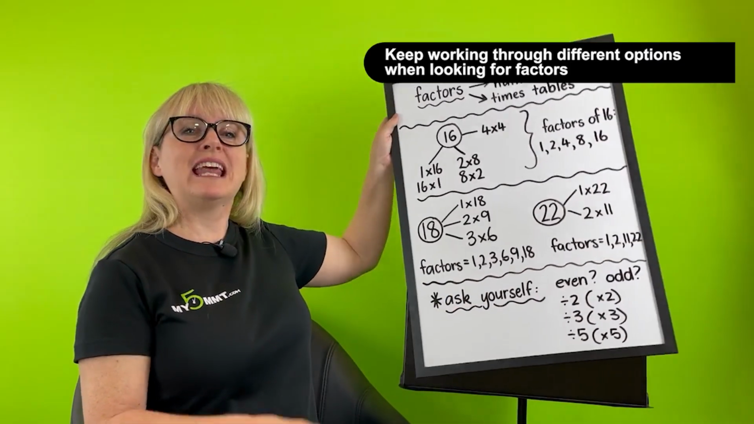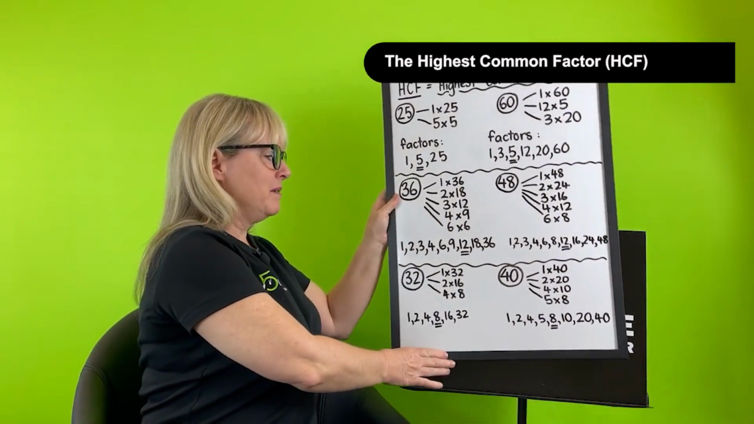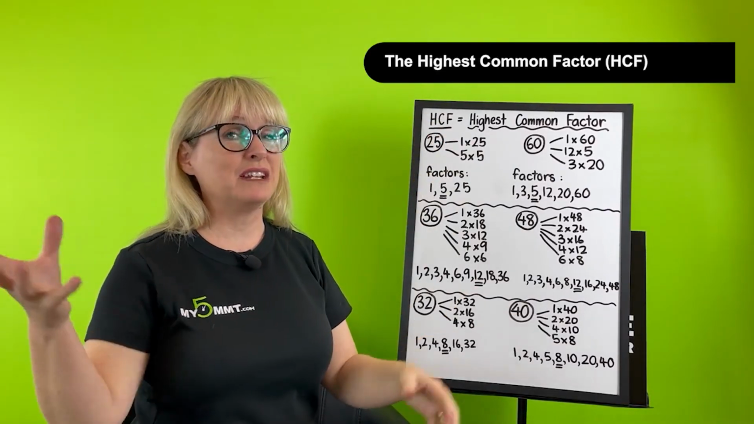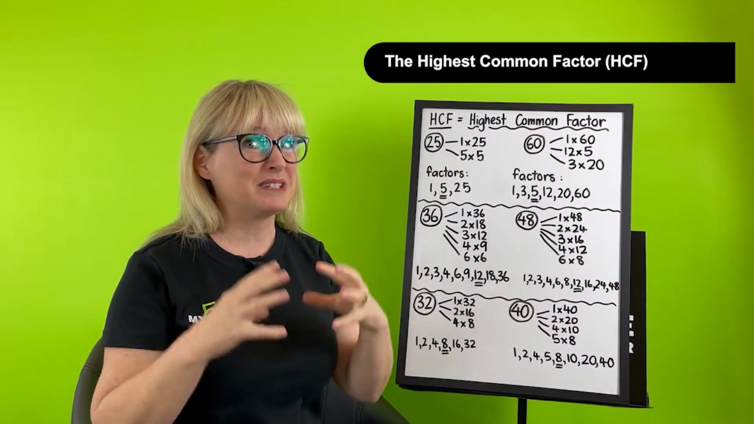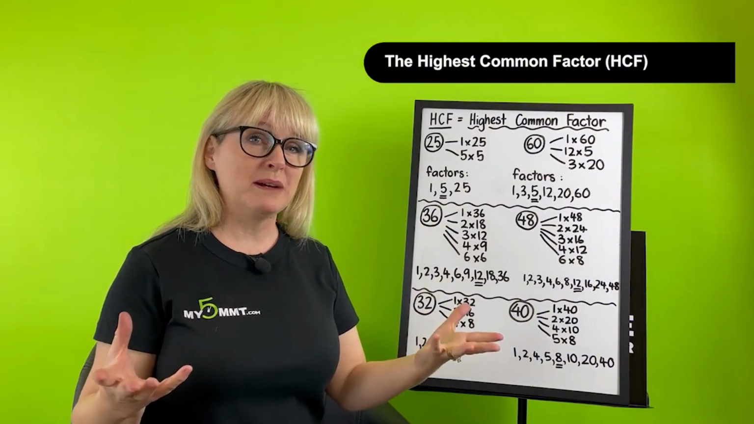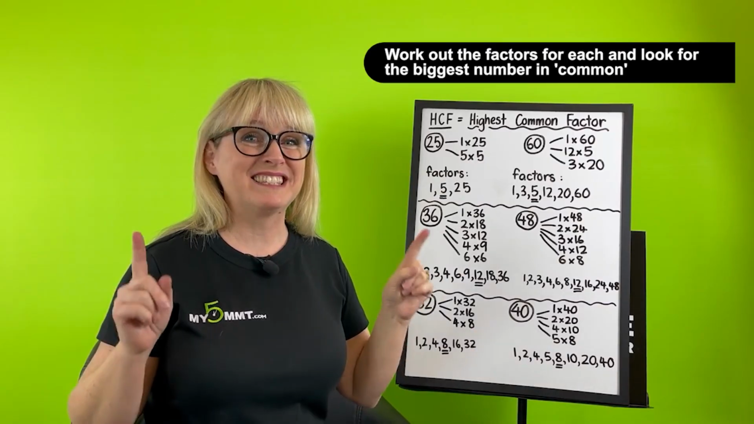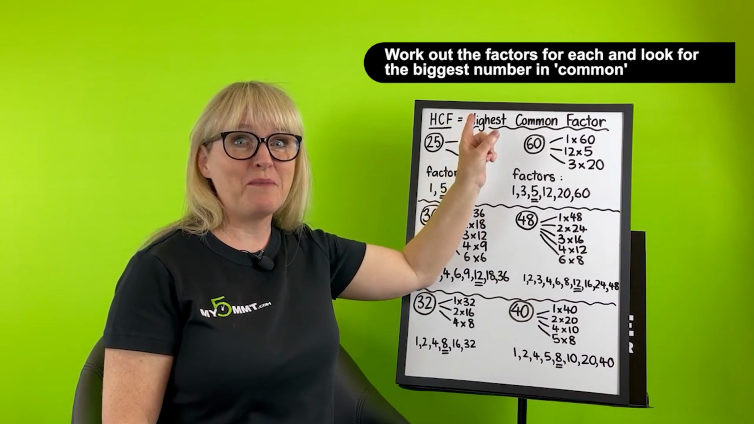So let's have a think now about something we can do with 2 numbers, and we're looking for the highest common factor. What do I mean by that? I call the highest common factor an HCF. It's an acronym. Take the H from highest, C from common, and F from factor and put them together. The highest common factor is found when I've got 2 numbers. I work out the factors for each and I basically look for the biggest number they both have in common. That's the word here, common.